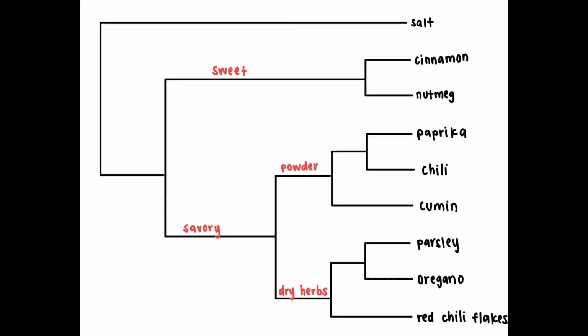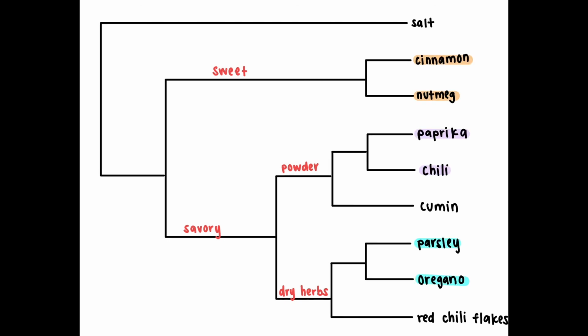Looking at this tree, we can see that the most closely related species are cinnamon and nutmeg, paprika and chili, and oregano and parsley.